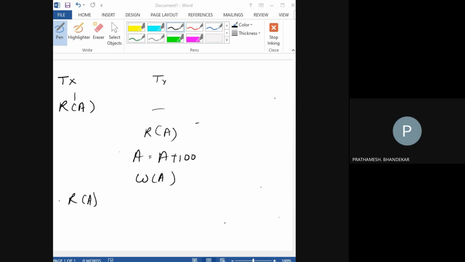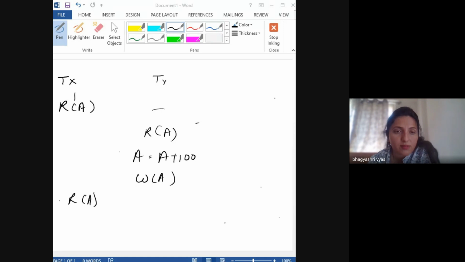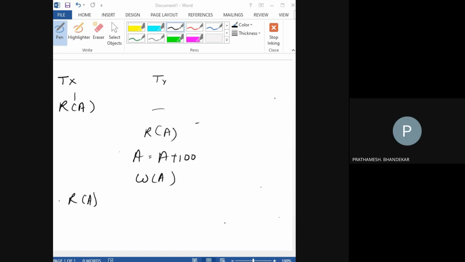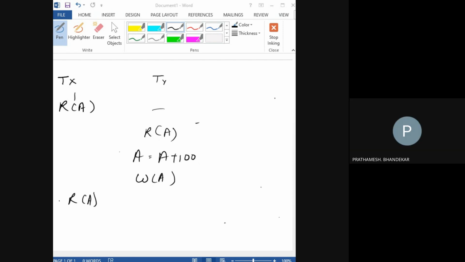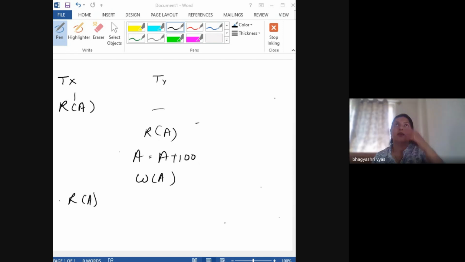So if I want to maintain consistency, what will be the solution for unrepeatable read? Anybody? Using the commit statement. Yes, if we use the commit statement after updating the value, but there are other concepts.